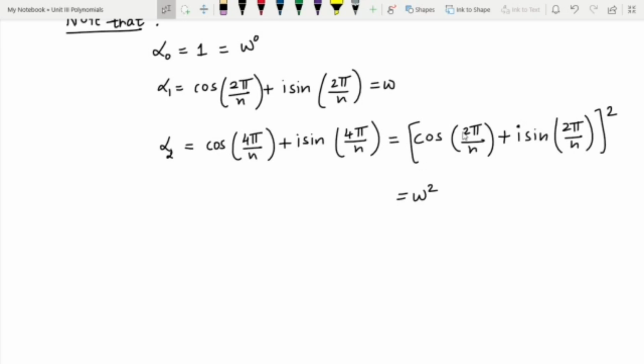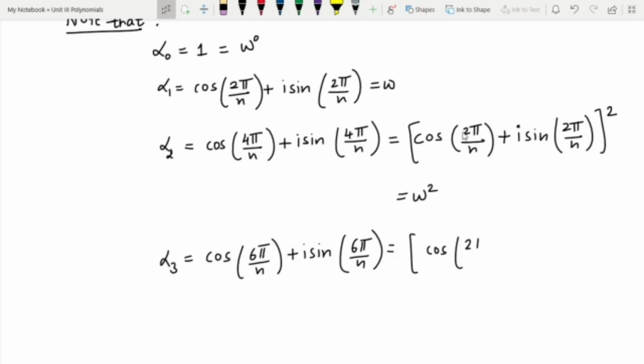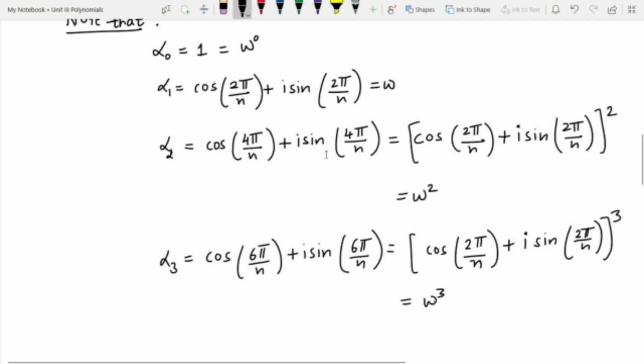Now what about alpha 3? Your alpha 3 will be cos of 6 pi upon n plus i sin 6 pi upon n, putting the value of m as 3. Again I want this omega in the picture. So by using De Moivre's theorem, I will take 3 out, because if I take 6 out, I will not get omega in the bracket. So cos of 2 pi upon n plus i sin 2 pi upon n raised to 3, and this term is nothing but omega. Therefore this is equal to omega cube.